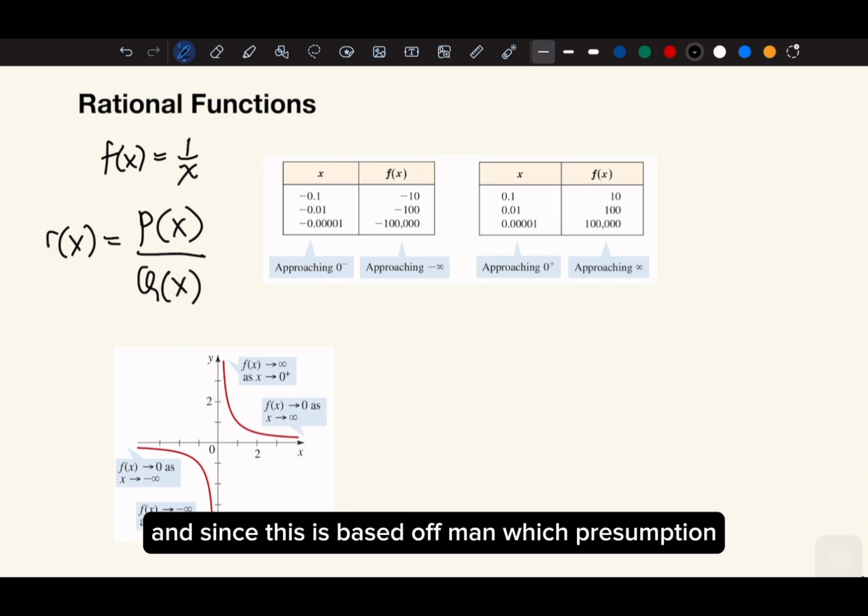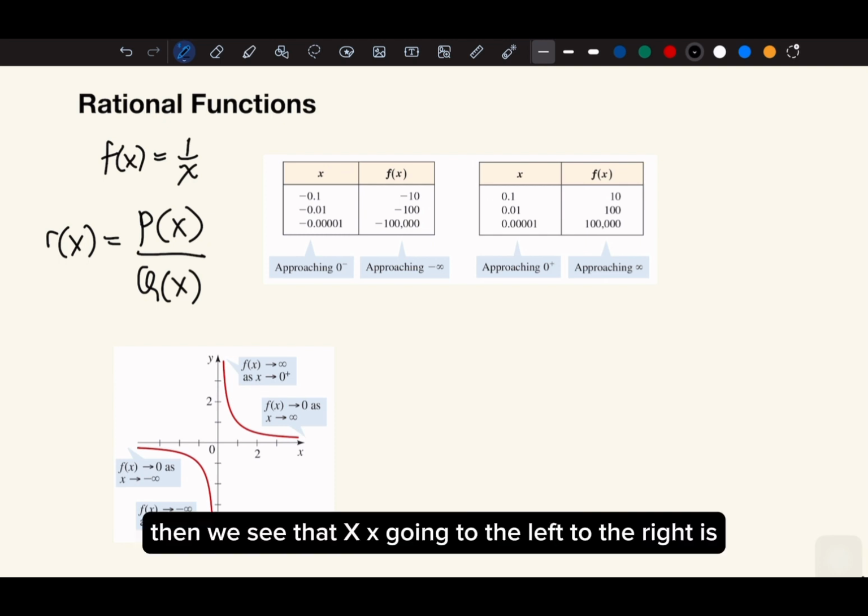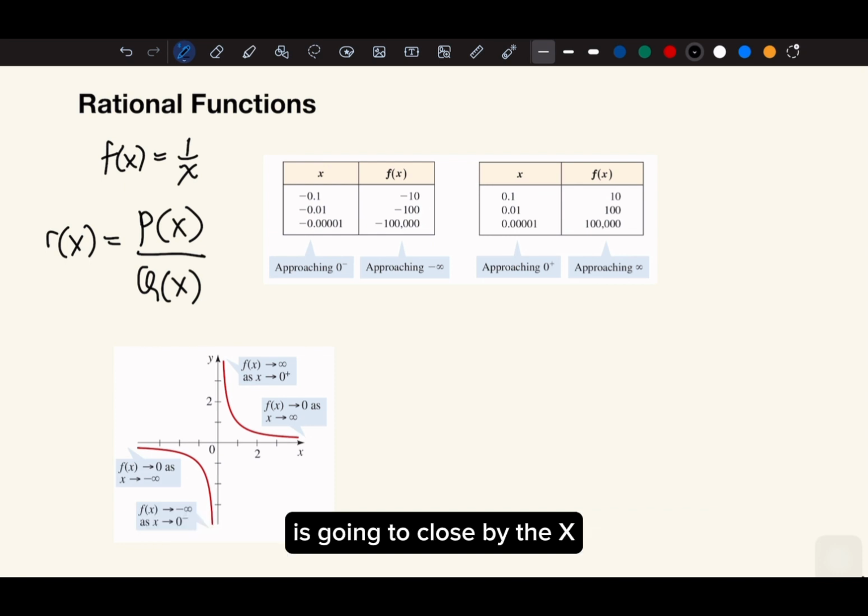And since this is basic math, which is a pre-assumption not yet learned in calculus, but since you have learned limits, we can also prove this using limits. So we take x as large as possible. Then we see that as x goes to the right, it gets close to the x-axis, or y equals 0, which we will see later. This is what we call the asymptote. This is also an asymptote. So we have the horizontal asymptote and the vertical asymptote.